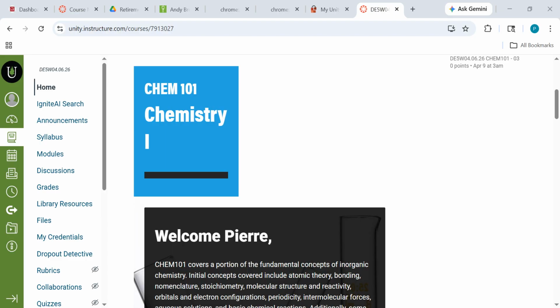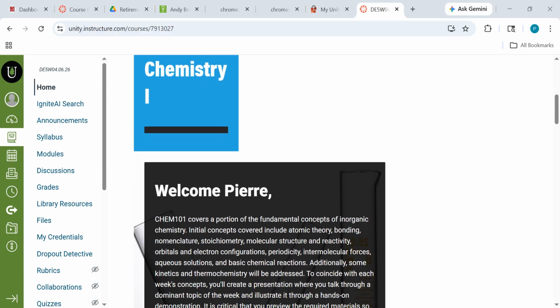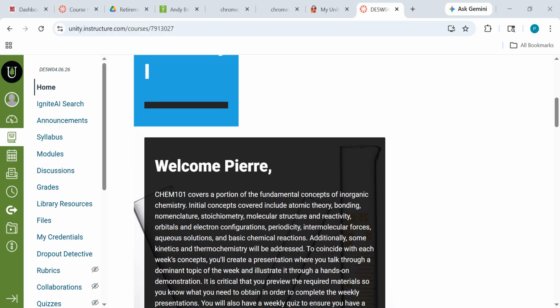We are going to spend 5 weeks together to cover the fundamental concepts of inorganic chemistry. In this course, we are going to cover atomic theory, bonding, nomenclature (how to name substances), stoichiometry (how to decide the amount of product that is made from a chemical reaction), molecular structure, and reactivity. We'll also talk about orbitals and electron configuration and the like.